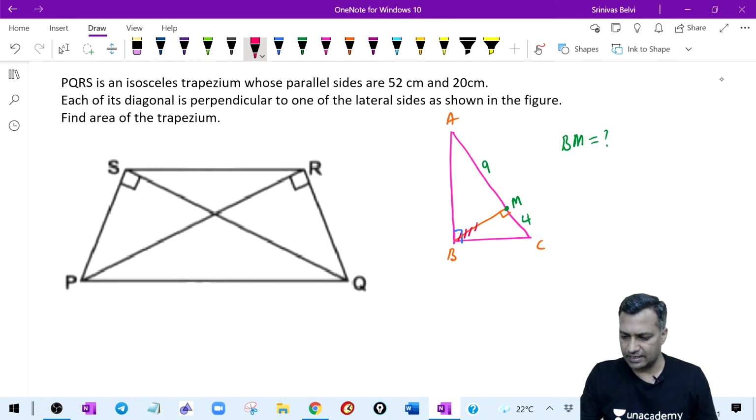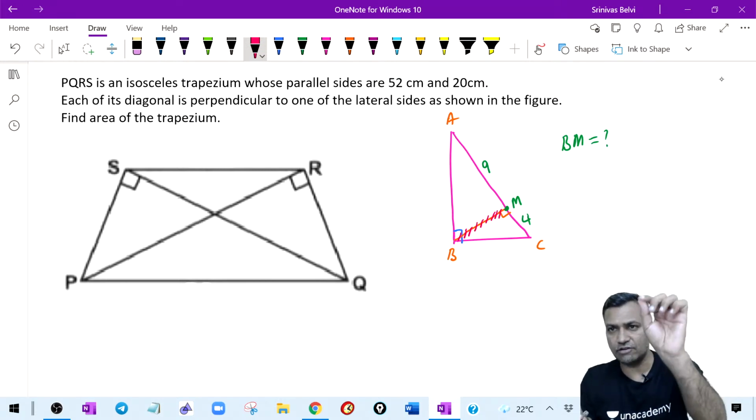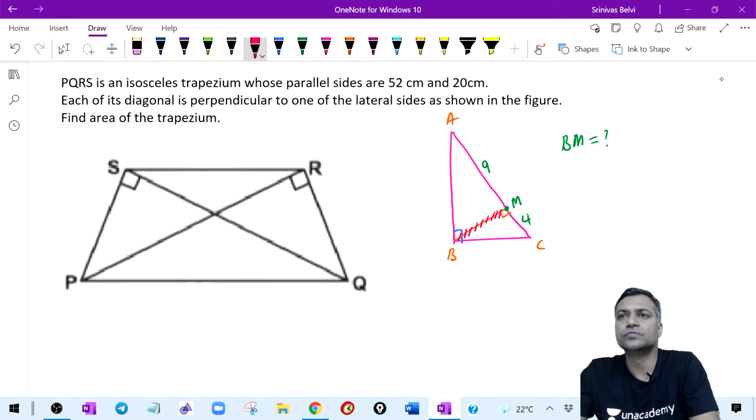Are you guys lagging behind? Click on the live button and come to the live window. If you are lagging a little behind, is that why it's taking time?